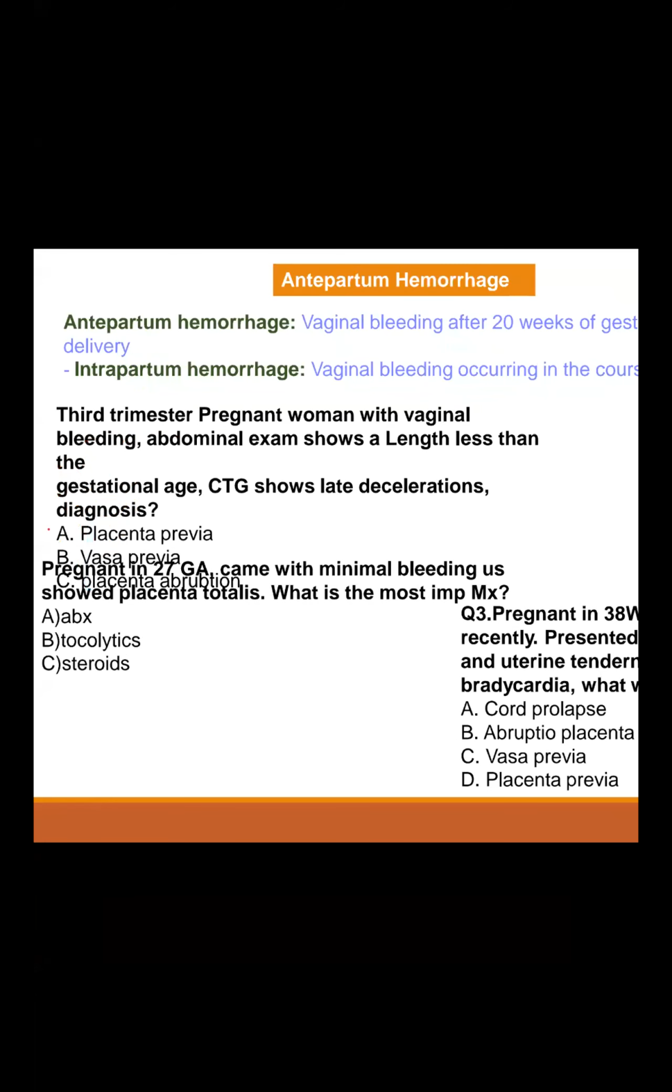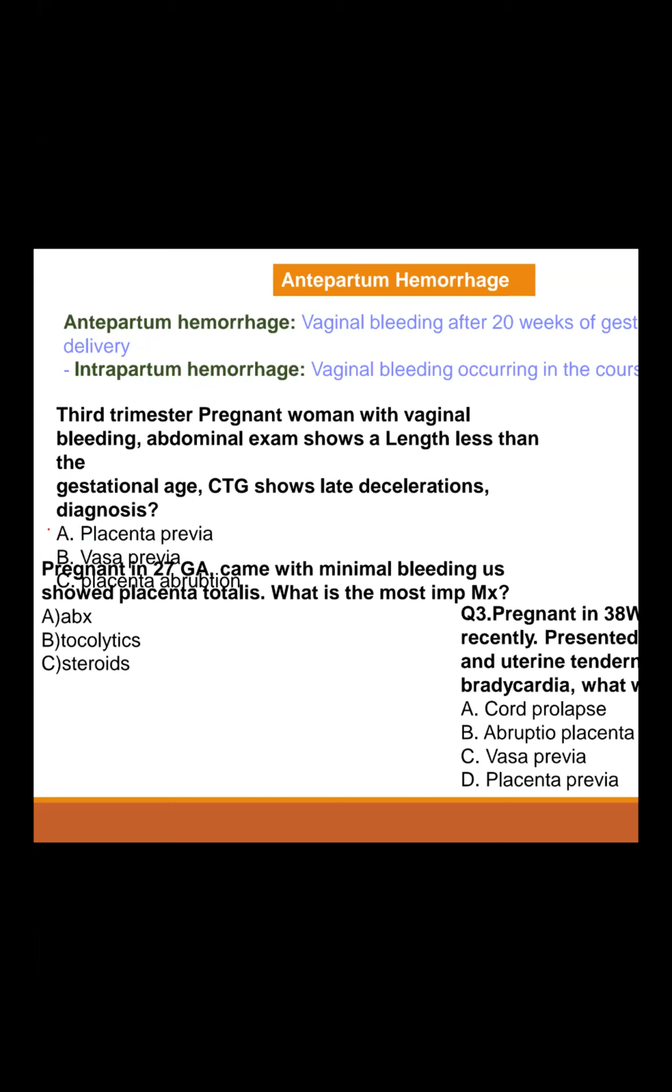Pregnant at 27 weeks gestational age, came with minimal bleeding. Ultrasound showed placenta totalis. What is the most important management? 27 weeks of gestational age, minimal bleeding. See, there is minimal bleeding, ultrasound shows.